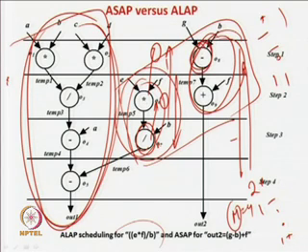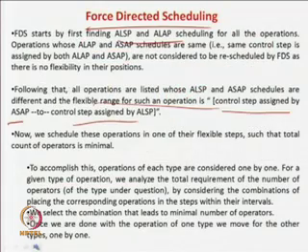So, this subtraction operation can be scheduled here, here or here, so its range is between 1 and 3. Similarly, this one can be scheduled in 2, 3 and 4, so its range is 2, 3 and 4. So, you just find out the range first.